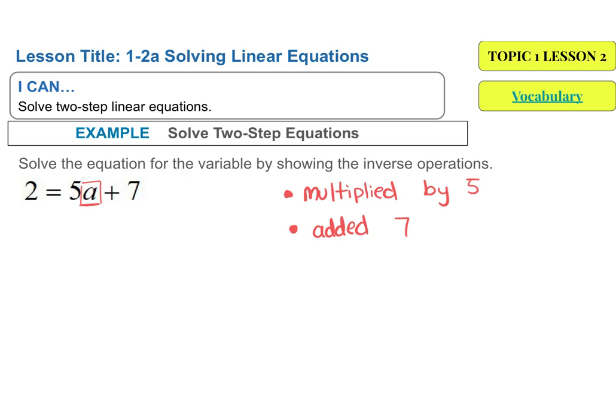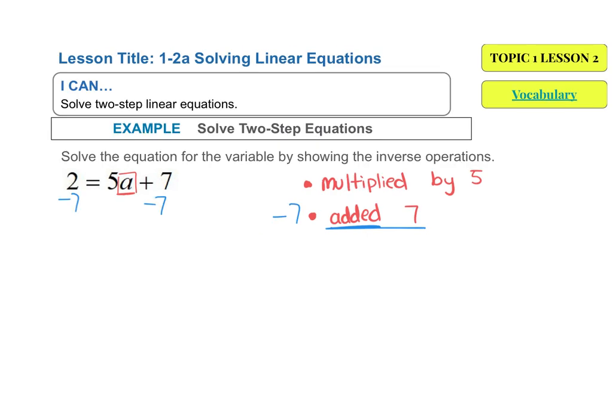So once I identified what I did to the variable, I want to work from the bottom up to undo those operations. And in order to undo an operation, we have to do the opposite. So because I added 7, the opposite would be to subtract 7. So I'm going to subtract 7 on both sides. Remember that both sides means on the left side of the equal sign and the right side of the equal sign. We cannot subtract 7 with the 5a because those are not like terms. The a is not the same as having just a number.